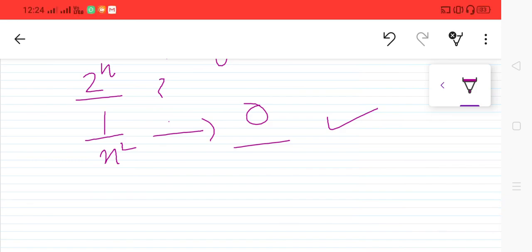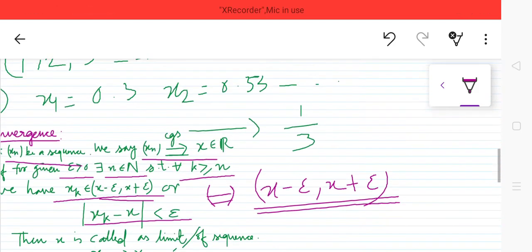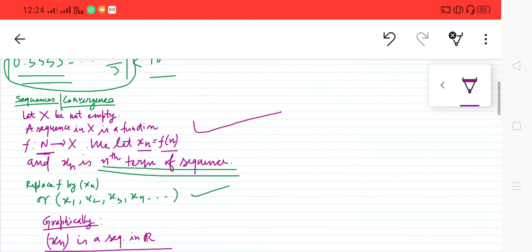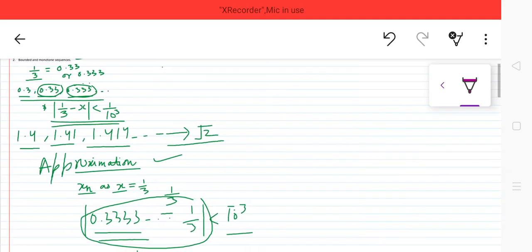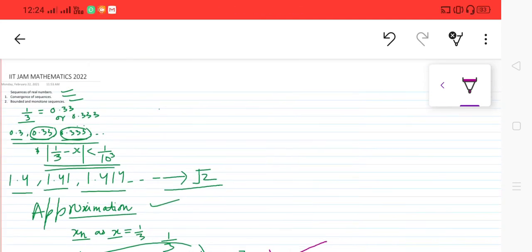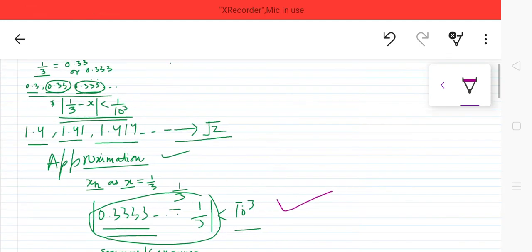In the next video I will be telling more about the convergence of sequences. So be updated. What we have seen is the definition of sequence, some examples, convergence, and approximation. I think this example makes it clear by the definition of convergence.